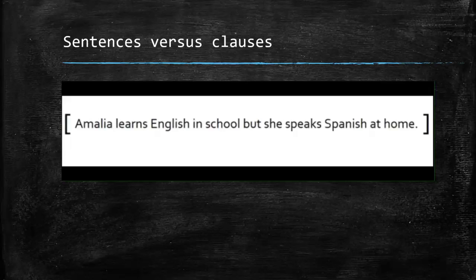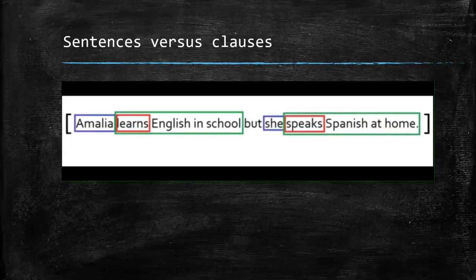Now, how many clauses can you identify in this sentence? Pause the video and give it a thought. Hopefully you did pause the video and you had an opportunity to work this one out. Well, here is the answer. Aha! It looks like we've got 2 clauses here.